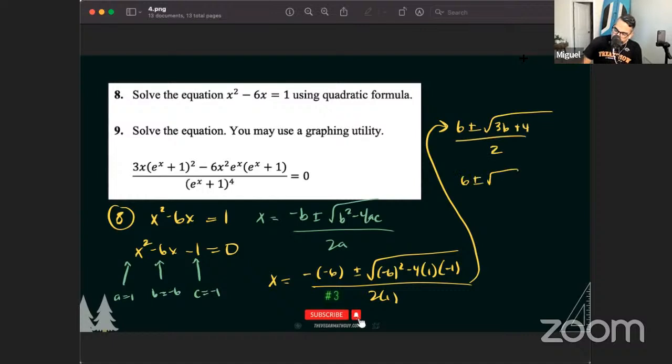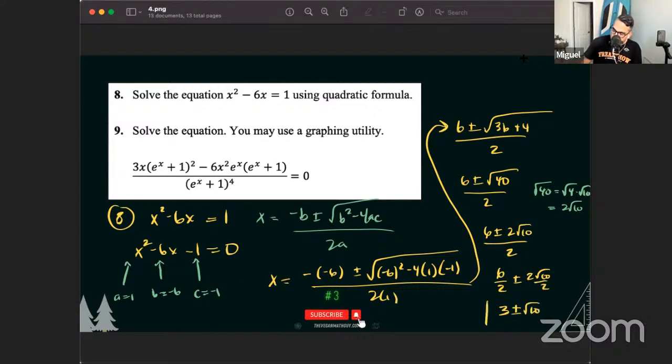Simplifying the radical a little bit further, it becomes root 40 over 2. And root 40, I believe, can be 2 root 10. Why is it 2 root 10? Just keep in mind that root 40 is the same thing as root 4 times root 10. And root 4 is 2, so 2 root 10. Okay, back to our problem. The whole thing is being divided by 2, and now I can divide both terms by 2. So if I separate this, make this 6 over 2 plus or minus 2 root 10 over 2, guess what? That can simplify even further as 3 plus or minus root 10. And those are our 2 values.